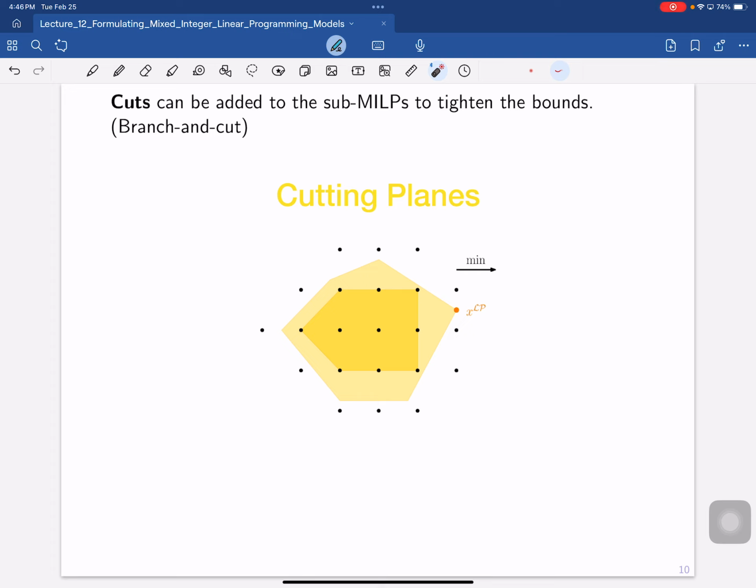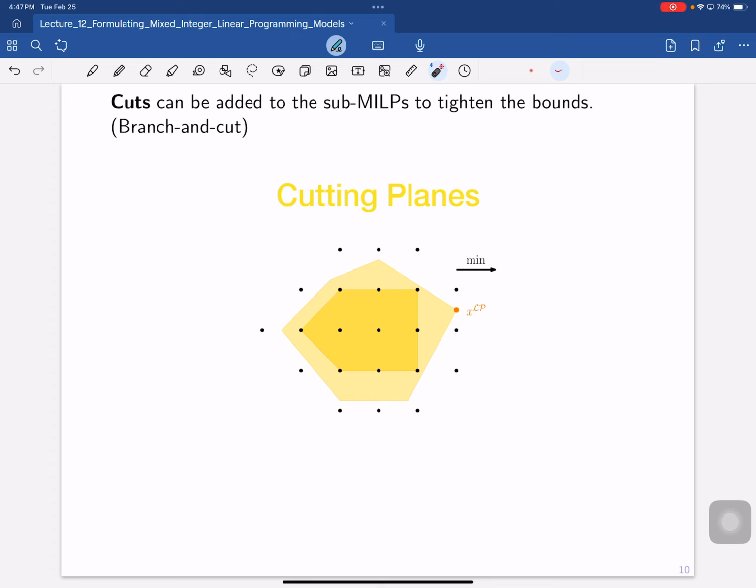Now imagine you have a linear program, which is denoted by this light yellow area here. If you solve this LP relaxation, you get this point. This point is a little far from a feasible point. Then you need to do branch and bound to make it feasible.